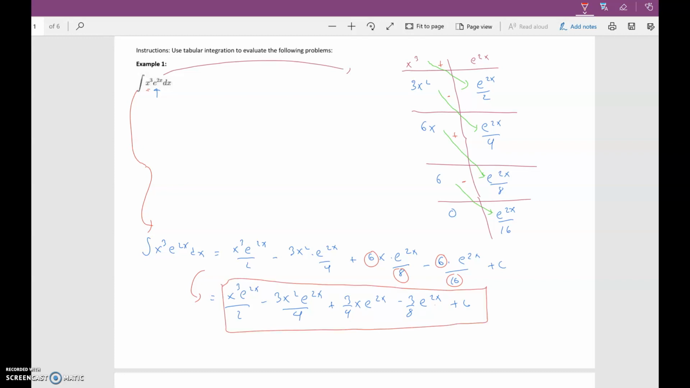Let me just double check that I didn't mess up any signs. No, that would be it. Another alternative solution would be to factor the e to the 2x, but in this case, it's actually not needed.